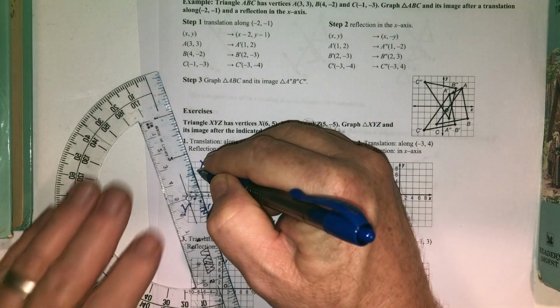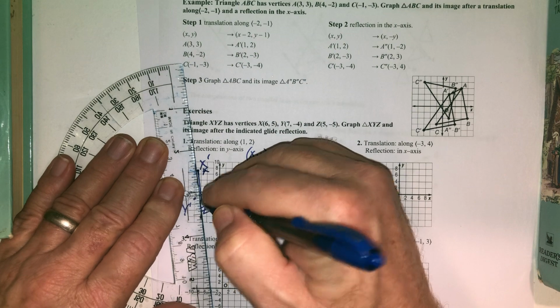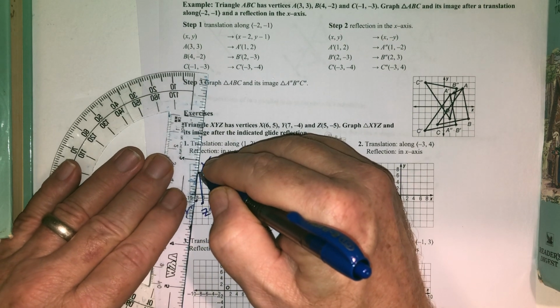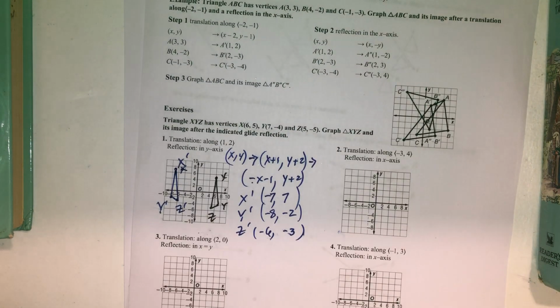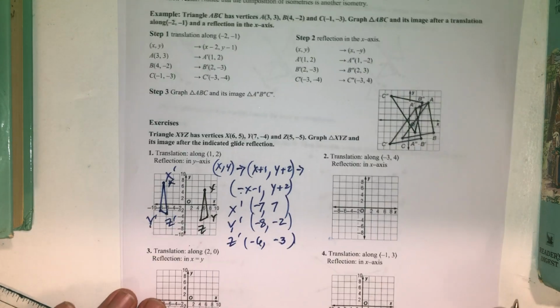So connect that point to Z prime, X prime to Z prime, and X prime to Y prime, and then Y prime to Z prime. And there you go. All right. Let's go to number 2.